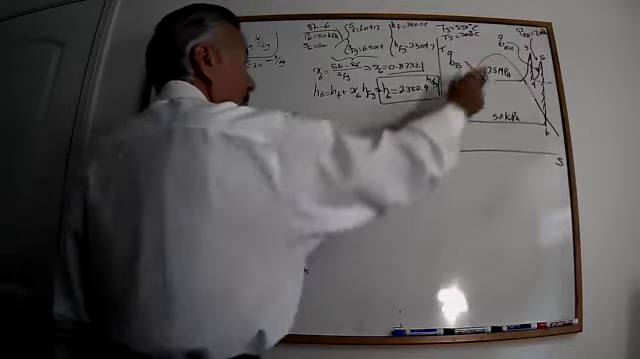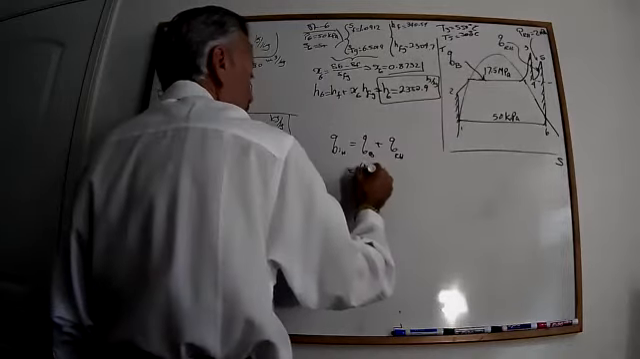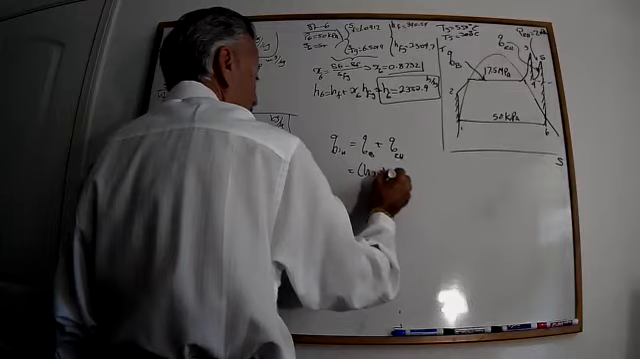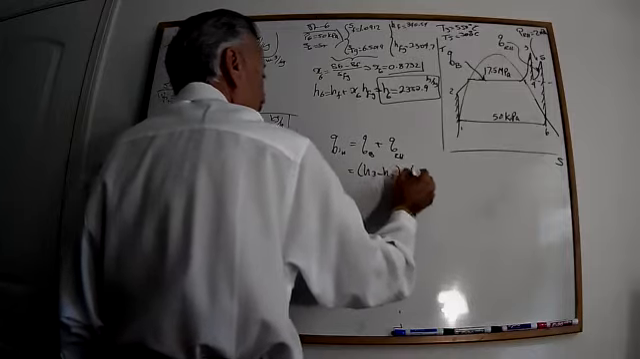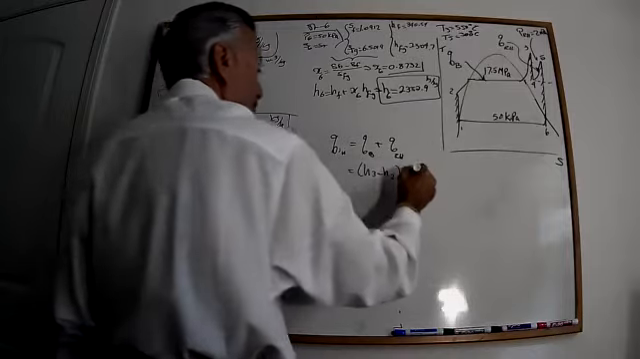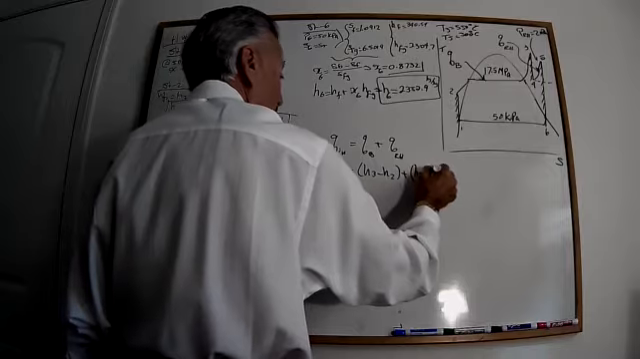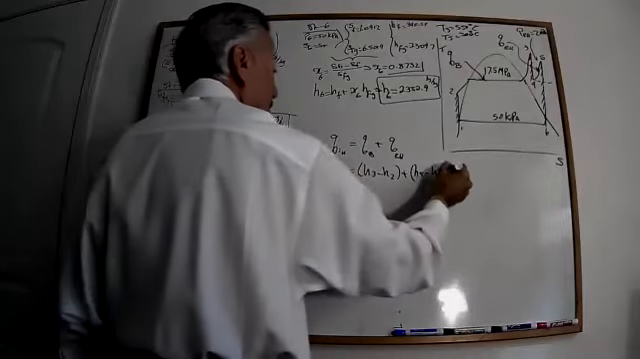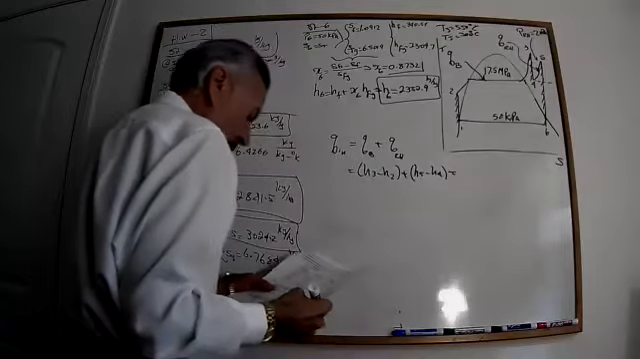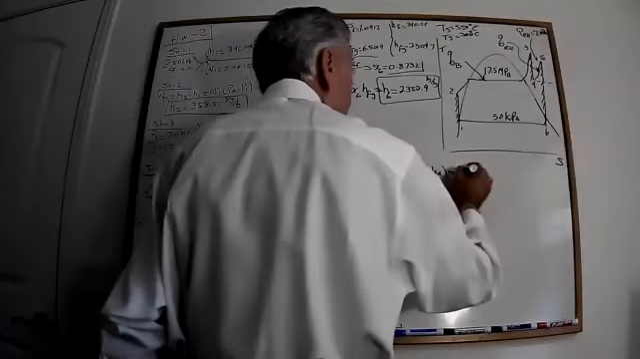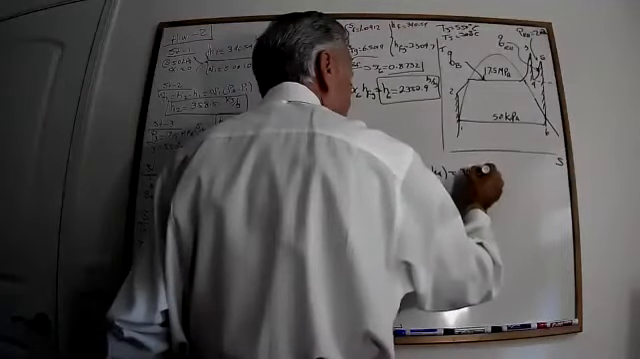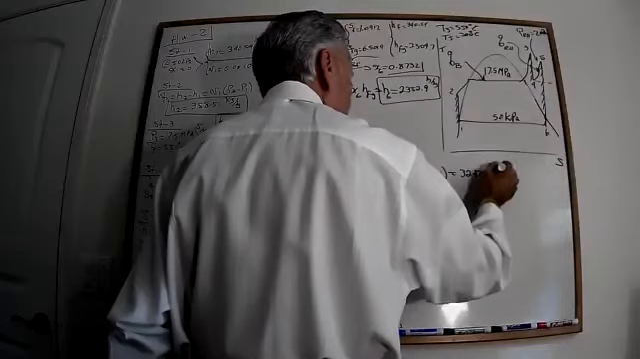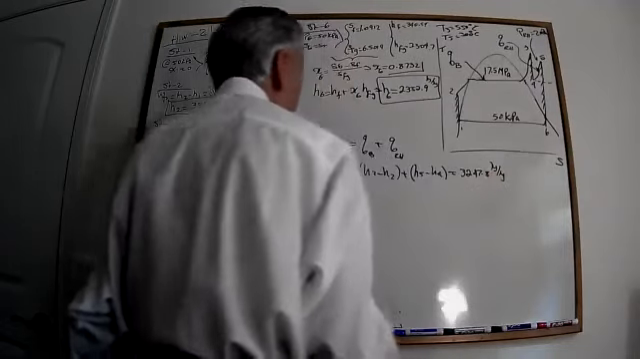Now, Q of the boiler is H3 minus H2 plus Q of the reheat is H5 minus H4. This will give me the total Q in. So the total value of Q in is 3247.8 kilojoule per kilogram.